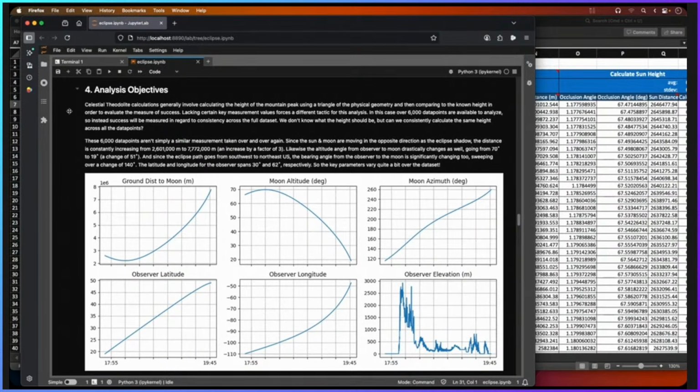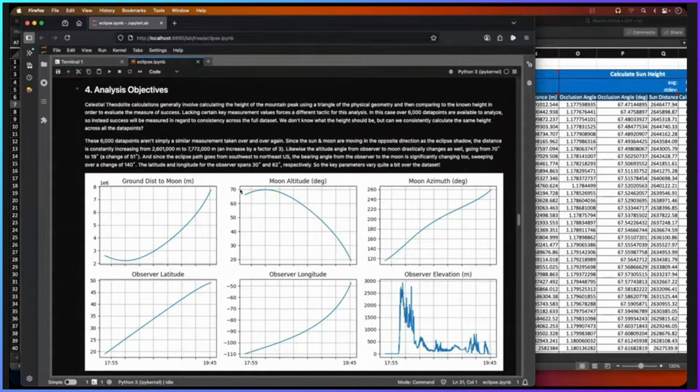We don't know what the height should be, but can we consistently calculate the same height across all the data points? These 6,000 data points aren't simply a similar measurement taken over and over again. Since the sun and moon are moving in the opposite direction as the eclipse shadow, the distance is constantly increasing from 2.6 million meters to 7.7 million meters, which is an increase by a factor of 3.